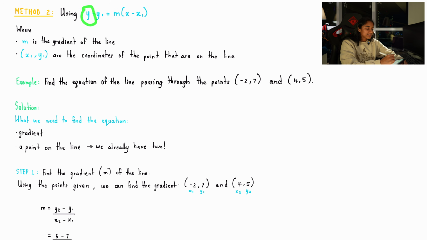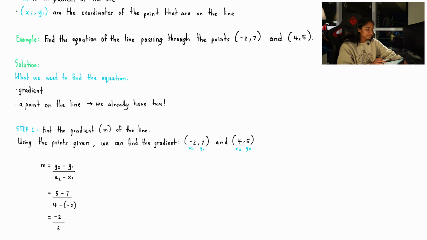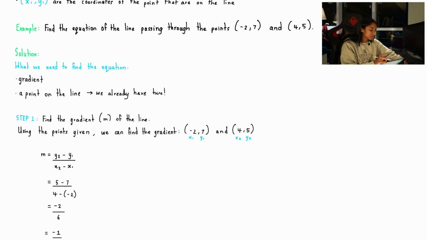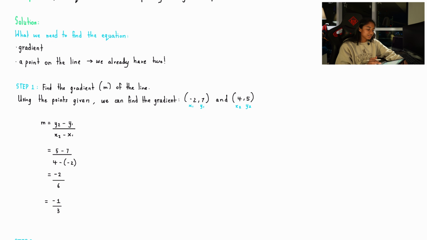Method number 2. Using y minus y1 is equal to m(x minus x1). So m is the gradient of the line, and x1, y1 are the coordinates of a point on the line. So we have this example here. Let's go through it. The example states, find the equation of the line passing through the points (-2, 7) and (4, 5). So what do we actually need to find the equation?